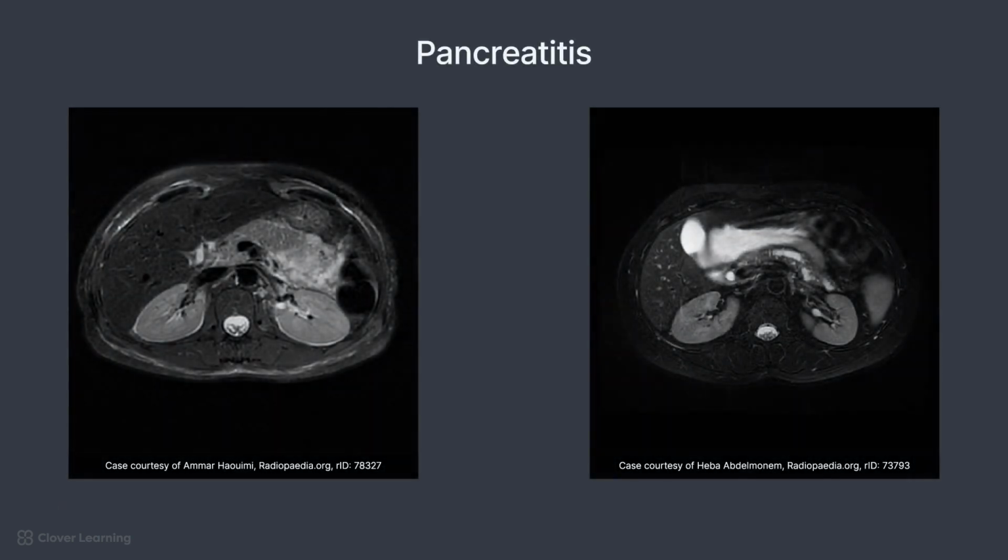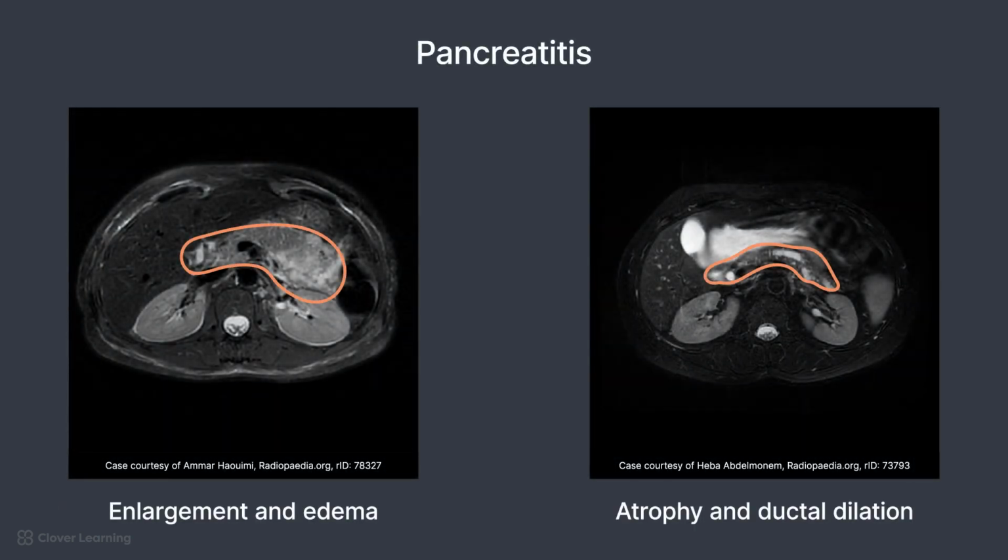Finally, let's look at a couple of pancreas pathologies. Pancreatitis is inflammation of the pancreas and is acute or chronic. Gallstones are the leading cause of pancreatitis due to blockage of the bile duct. Acute pancreatitis on MRI shows pancreatic enlargement and edema. Chronic pancreatitis shows atrophy and ductal dilation.